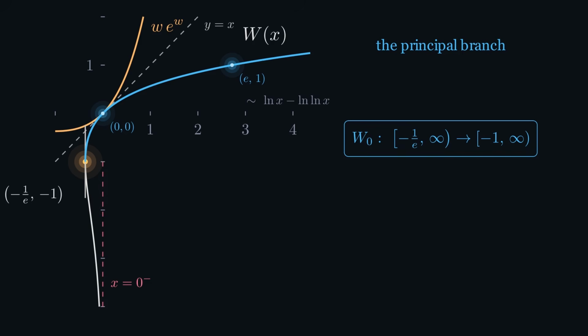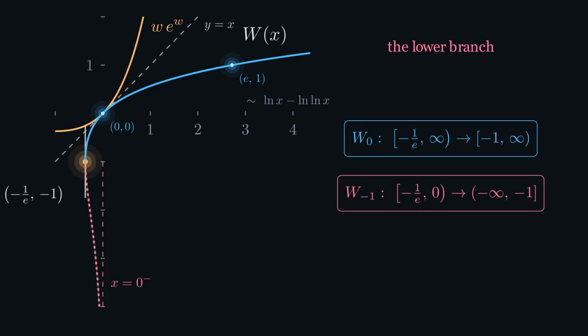The second, called W-1, the lower branch. It starts at the very same fold and dives down to negative infinity as x approaches 0. Two branches, sharing one birthplace.